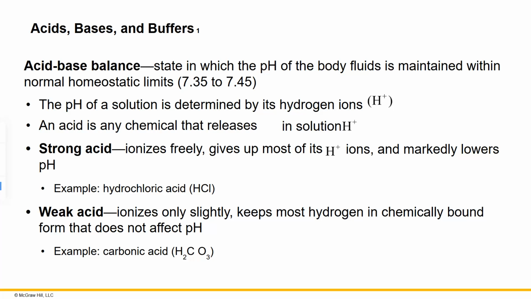The pH of a solution is determined by its hydrogen ions. An acid is any chemical that releases hydrogen ions in solution. A strong acid ionizes freely, giving up most of its hydrogen ions and markedly lowers the pH, for example, hydrochloric acid. A weak acid ionizes only slightly. It keeps most hydrogen in chemically bound form that does not affect the pH, for example, carbonic acid.